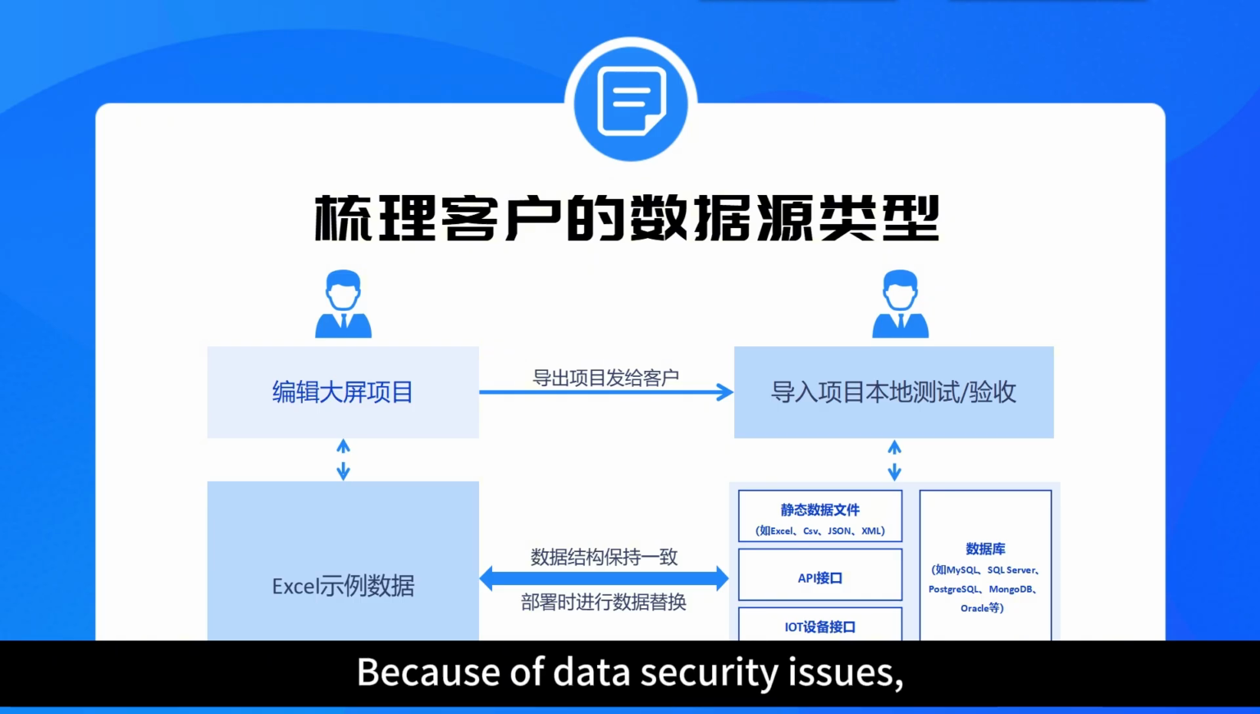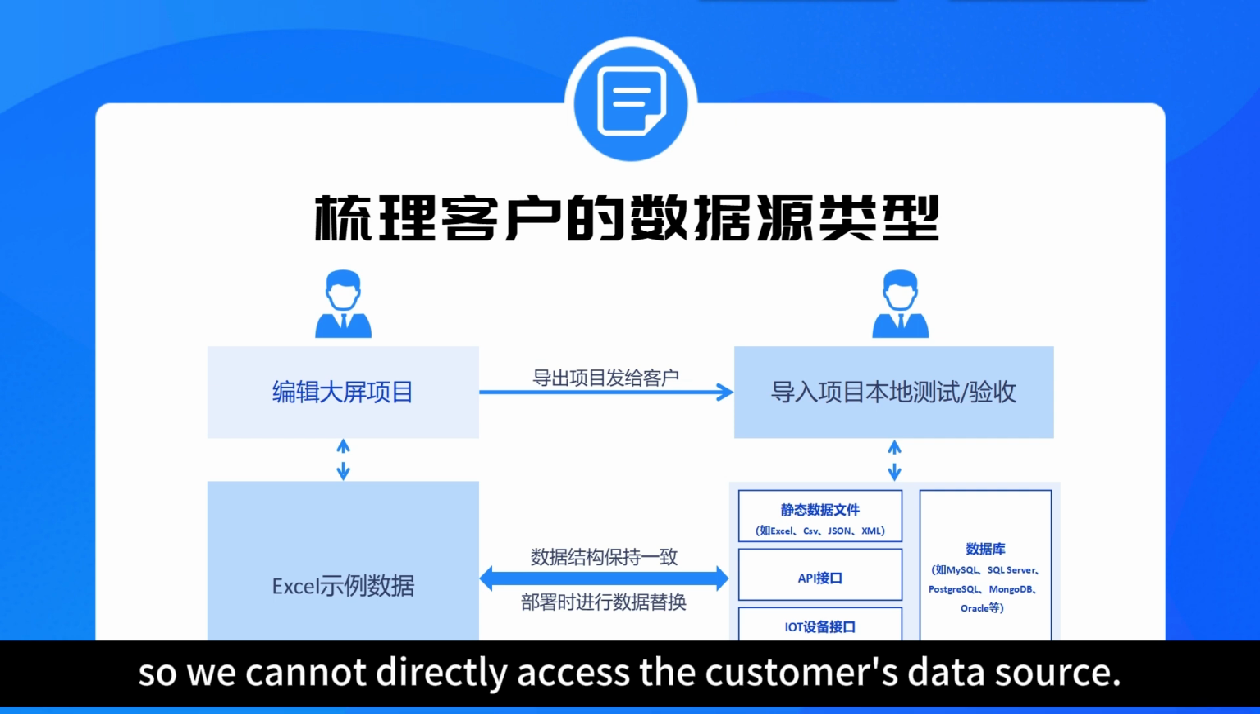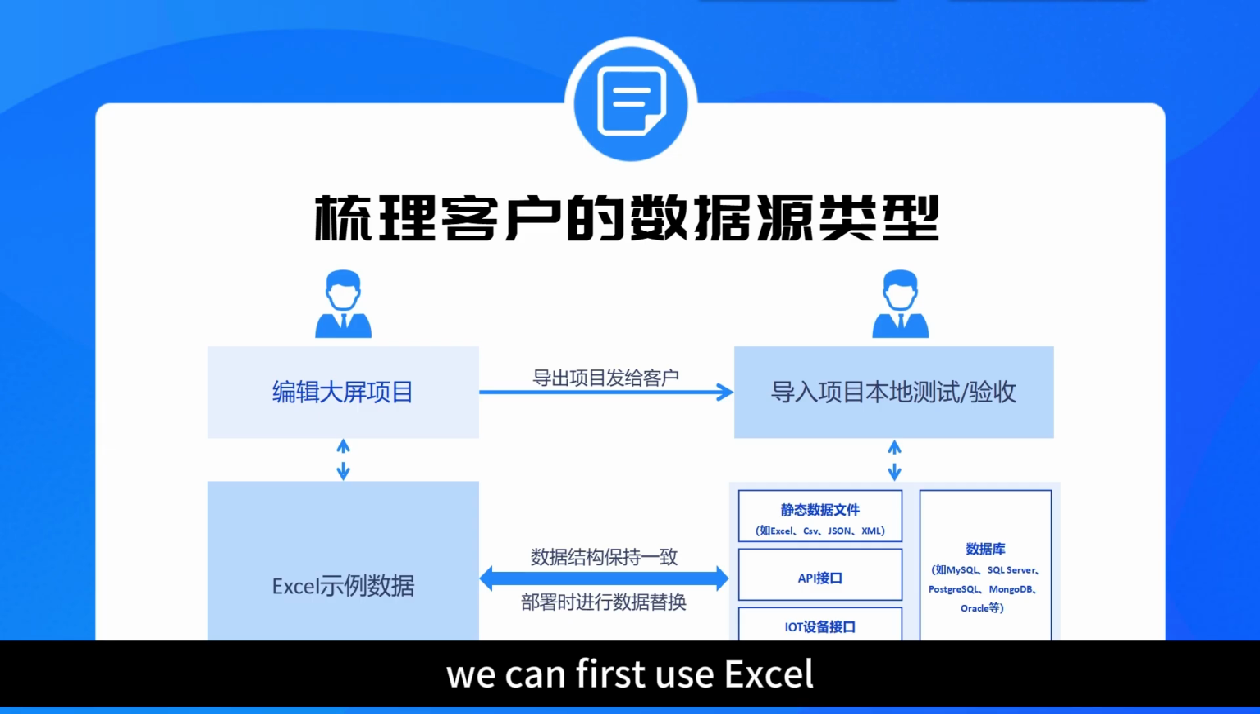Because of data security issues, many customers' data sources cannot be accessed directly from the internet. So we cannot directly access the customer's data source. Then we can design and implement the big screen based on this. We can first use Excel to organize all the tables and fields. Then the designer can start to make the big screen.